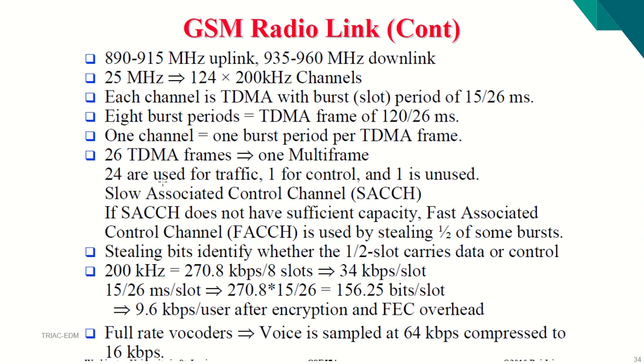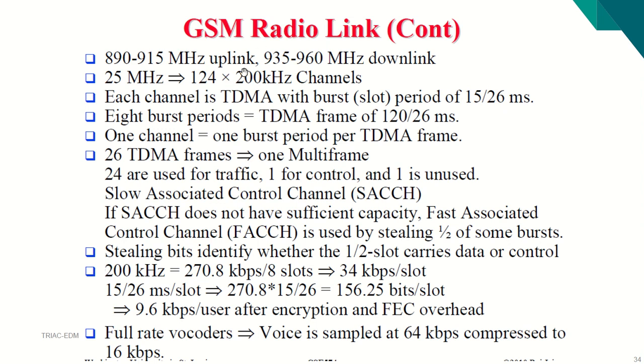There are also other functions such as the slot associated control channel. If the slot associated control channel does not have sufficient capacity, then the fast associated control channel is used by stealing one half of some bursts. So the control channel is used to communicate, for example, which data channel you are going to use, what the cell phone ID is, so on and so forth. And steering bits identify whether the one half slot carries data or control.